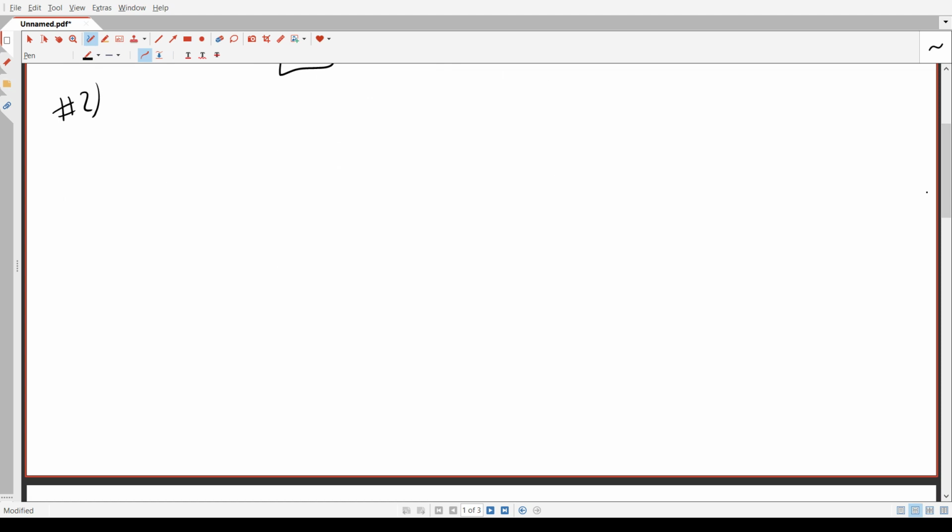It says the midpoint of the line segment connecting P, which is (3, 7, -4), and Q equals (2, -1, 6). Okay, so we want the midpoint of the line segment connecting these two.